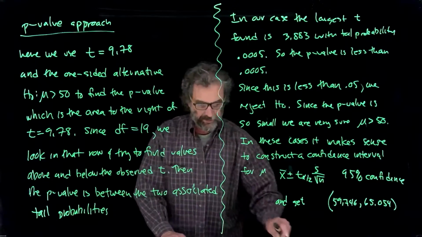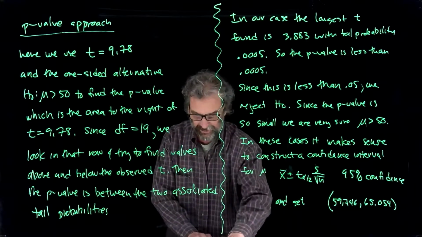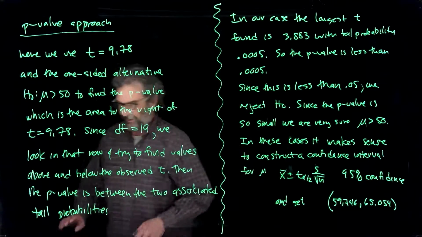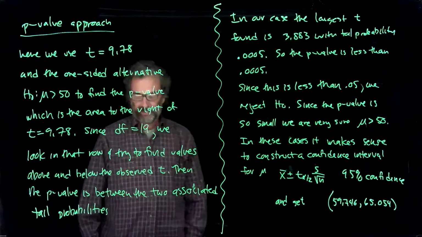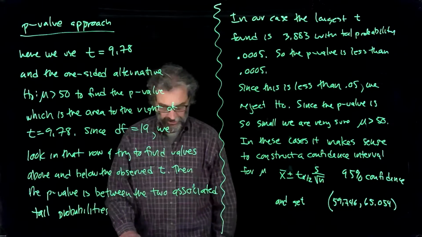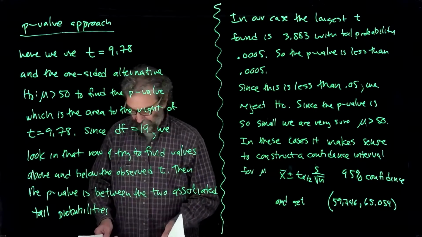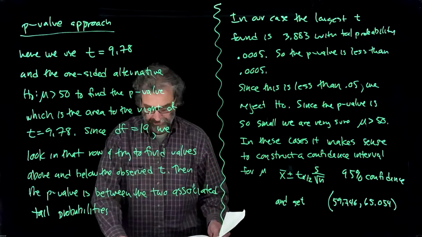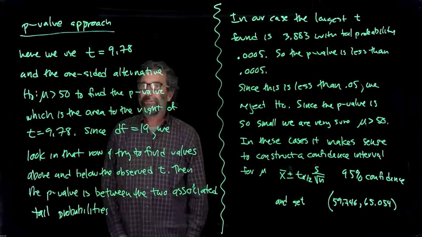So let's go ahead and clear my desk here. Let's go ahead and look at the p-value approach to this question. So we had the 20 pairs of 20 people judging 100 pairs of speakers, and we computed a t-value.